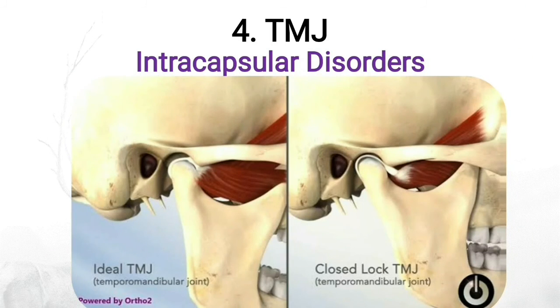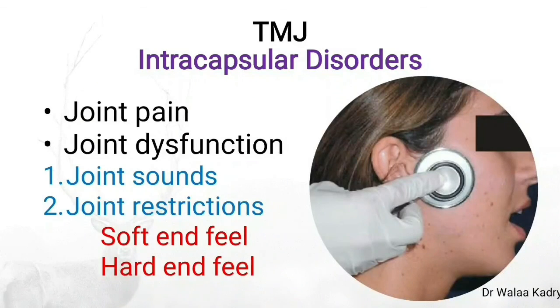Here in the intracapsular disorders, the left side shows the normal arrangement of TMJ components: articular eminence, condyle, and disc. The right side is disc derangement disorder, which is anterior disc displacement without reduction, or closed lock. The patient will point to the TMJ in terms of pain with his index finger rather than touching his face with the whole hand.